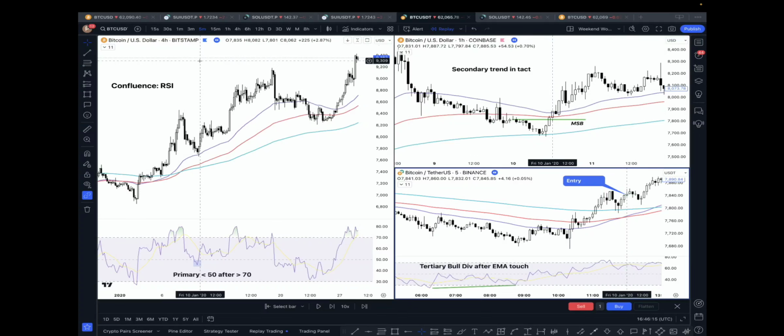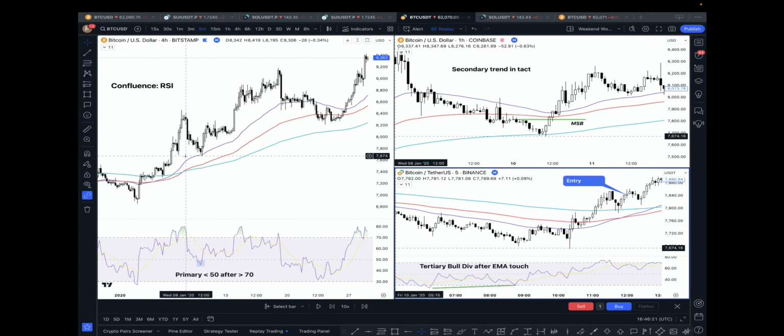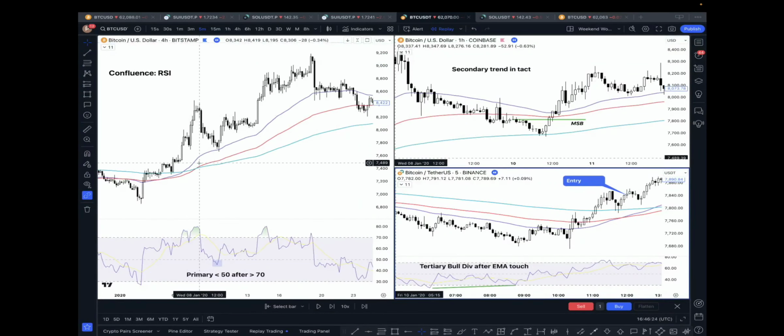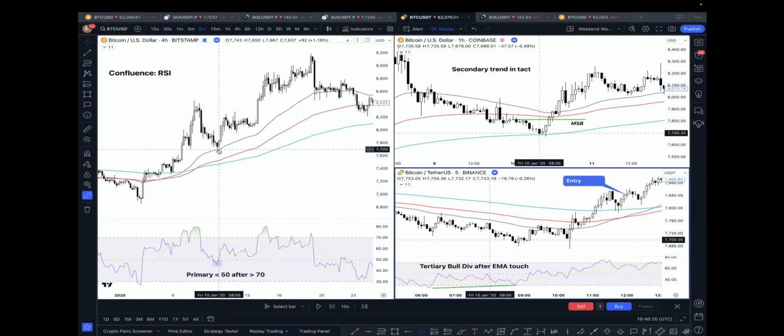So anyway, this is about entering, so using it the opposite way. RSI confluence, here is a 4 hour trend. Bands go bullish. So bands cross, 50, 100, 200 over here. First touch happens here on the 4 hour. This is just one way you can use it.